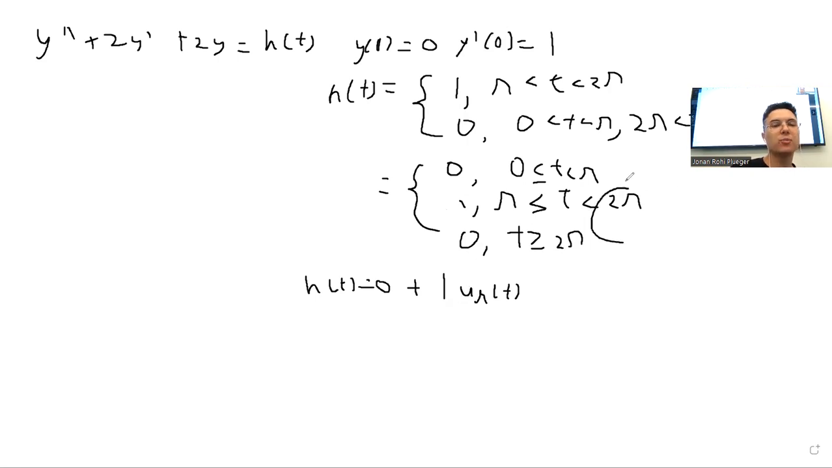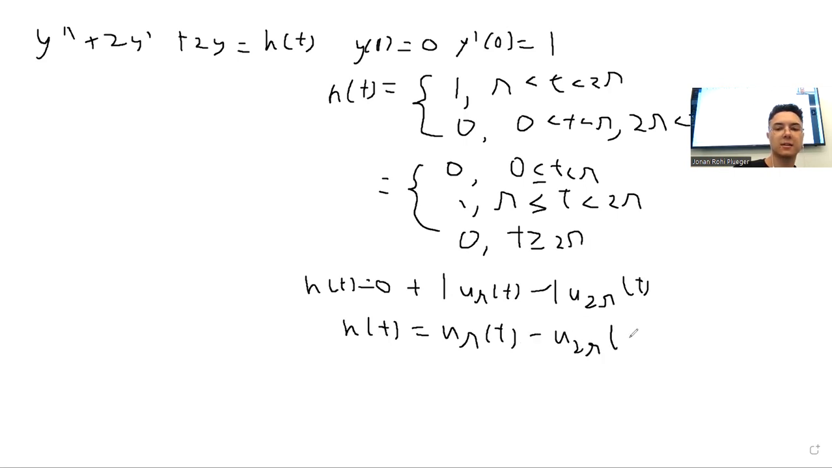Now at 2 pi, what happens? 2 pi turns zero, it shuts off. Yeah, it shuts off. So how do we write one shutting off at 2 pi? Minus u 2 pi. So u pi t represents turning something on, but minus u2 pi represents turning something off. So one turns on at u pi and then turns back off at u2 pi. And then after that, it's zero forever. So h of t can be written u pi t minus u2 pi t. Lovely.